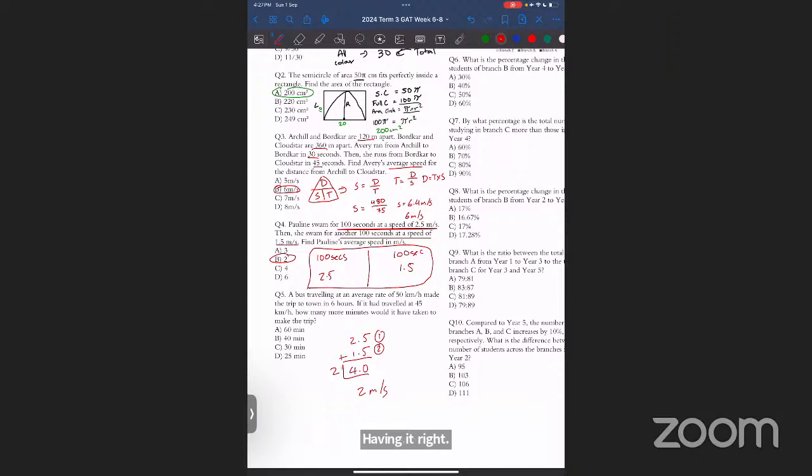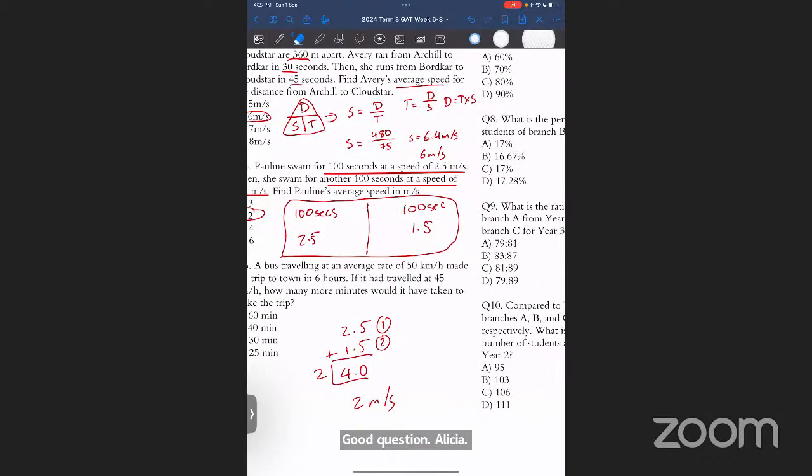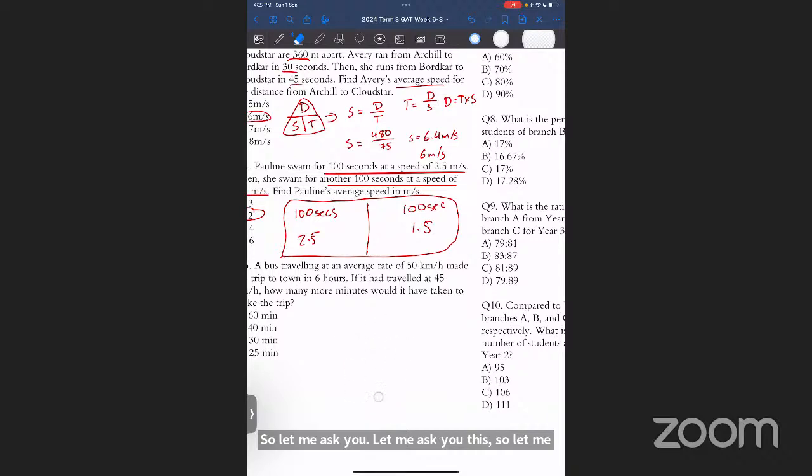Alicia and Abhishek, could you just resend it because I can't find it? All right. So Alicia says, what if the duration is not the same? Good question, Alicia. Let me ask you this. Let me show you this.